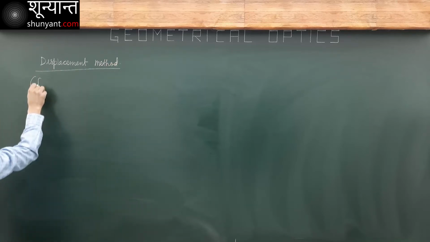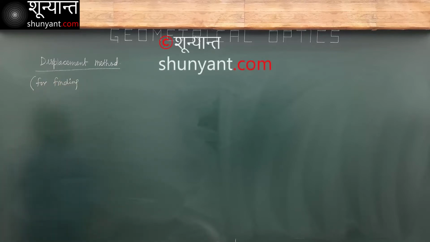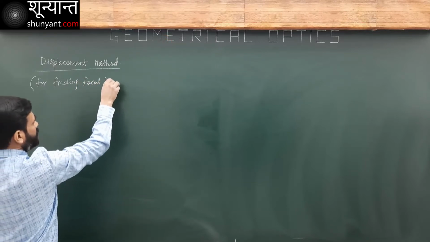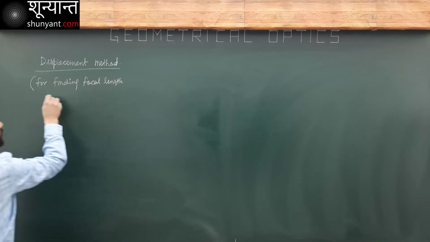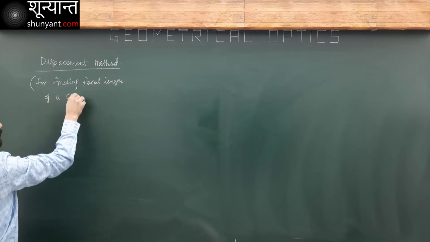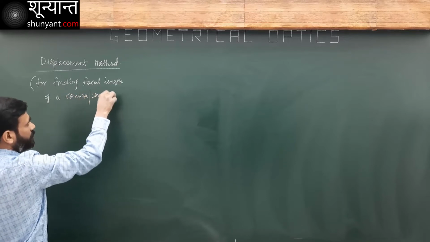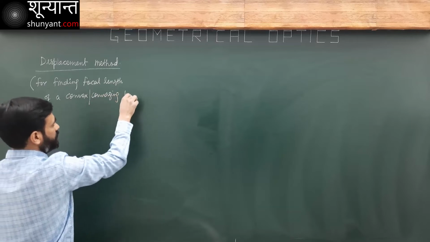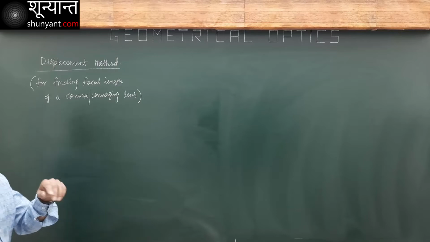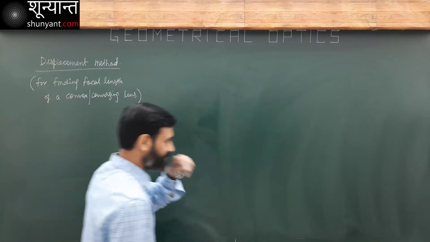The displacement method for finding focal length of a convex, converging lens. It's like this. Let's see how it works.